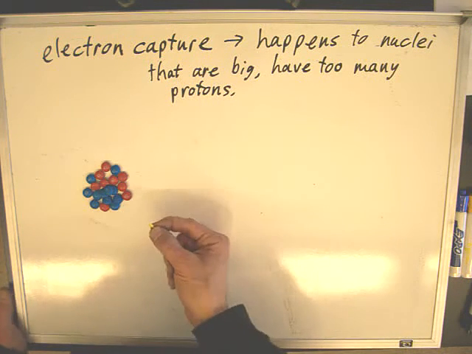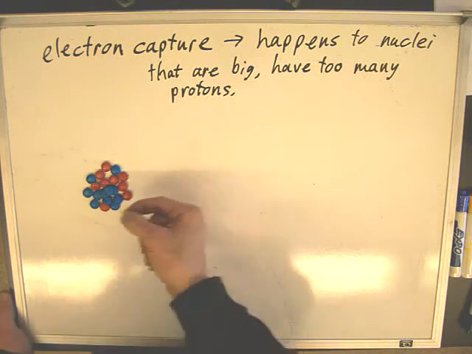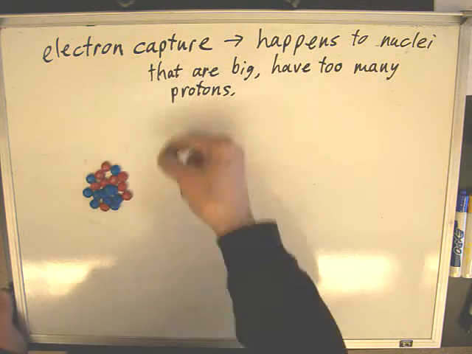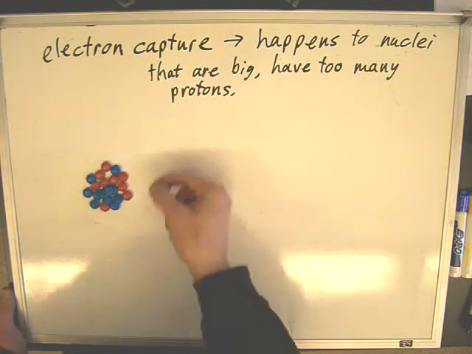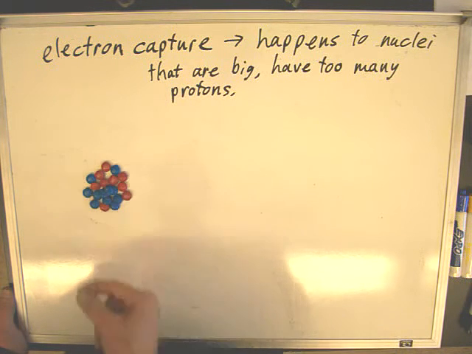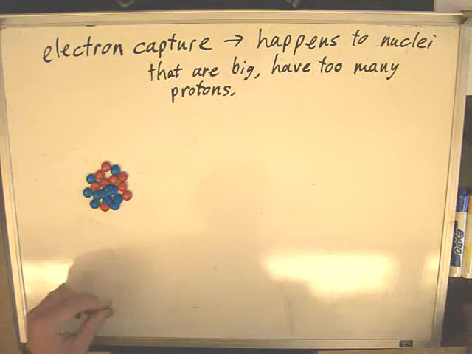If you have a nucleus like hydrogen, which is just one proton, there's almost no chance the electron is ever going to hit it. But the bigger the nucleus is, the more times the electron is going to pass through it. The more often an electron is going to pass through it, and the more likely it is an electron will actually get stuck inside the nucleus. So this is what's going to happen.